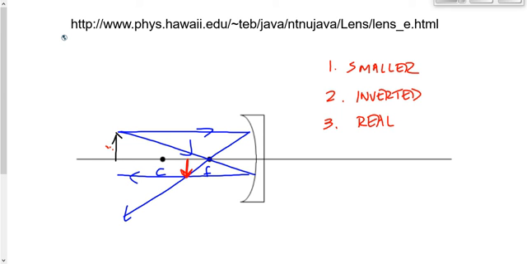You're going to see some diagrams where there's dotted lines. When dotted lines intersect, that's a virtual image. That means we cannot project it onto a screen. To see the image, you have to physically look into the mirror to see it, just like you do in the bathroom in the morning.